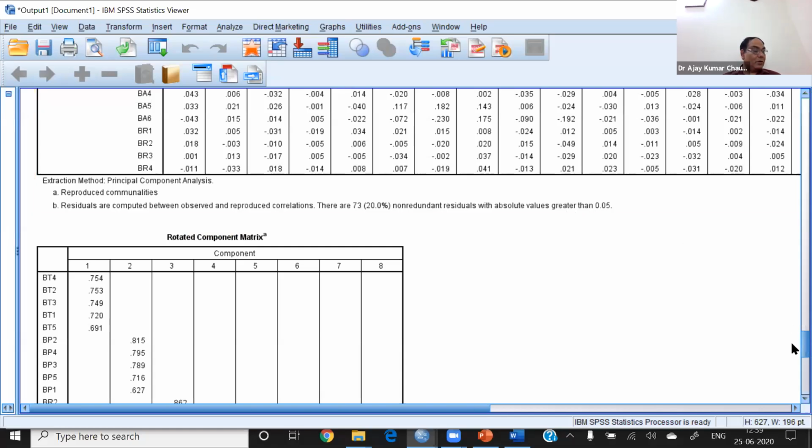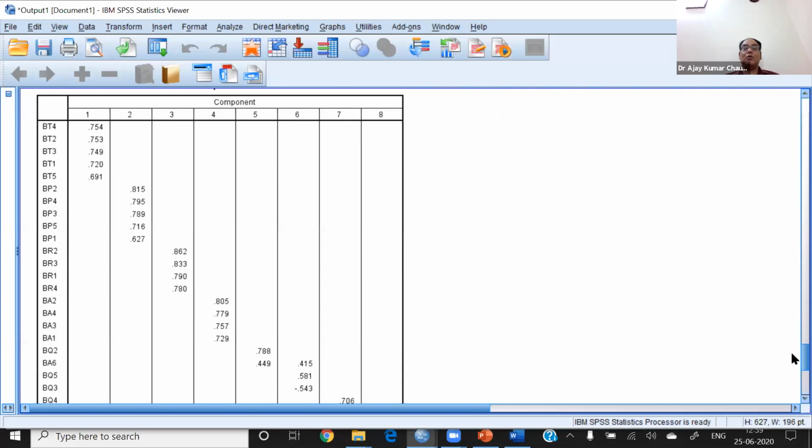So I am explaining what this is so that you know what we are interpreting. Let me explain the concept of reproduced. Basically, we started with the correlation matrix. So this is variable 1, variable 2, and variable n. Similarly, variable 1, variable 2, and variable n.